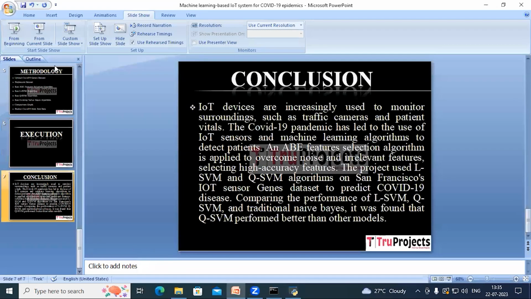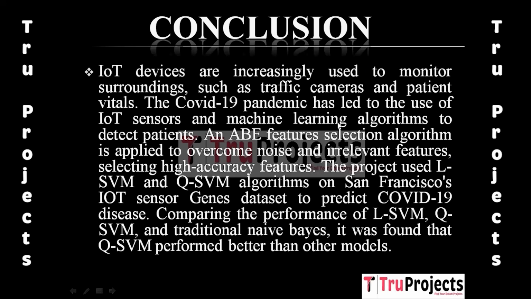The conclusion here is Internet of Things devices are increasingly monitoring surroundings, including traffic cameras and patient vitals. The COVID-19 pandemic has promoted the use of Internet of Things sensors and machine learning algorithms to detect patients. An ABE feature selection algorithm is applied to overcome noise and irrelevant features, selecting high accuracy features. The San Francisco Internet of Things sensor genes dataset was used to predict COVID-19 disease. LSVM, QSVM and the traditional naive-Bayes algorithm were trained, with QSVM outperforming other models.